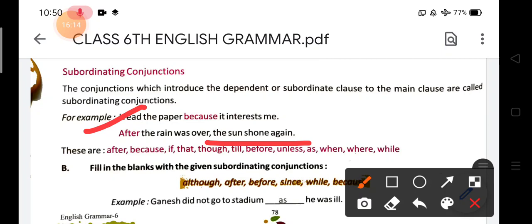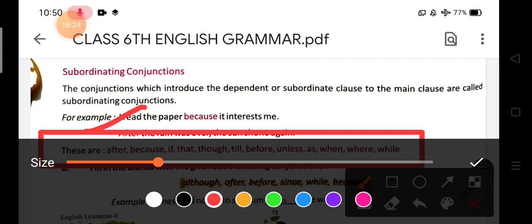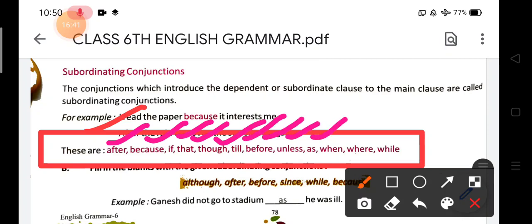Okay. After that, over here you can see a long list is provided of the subordinating conjunctions, and you will try to understand this. So what are the important subordinating conjunctions? You can say: after, because, if, that, though, till, before, unless, as, when, where, why. These are the important subordinating conjunctions that you should understand.